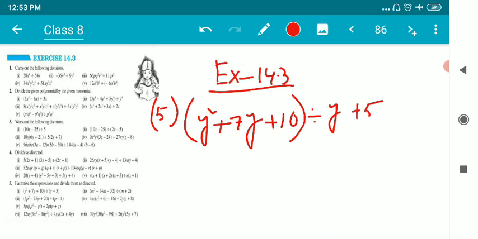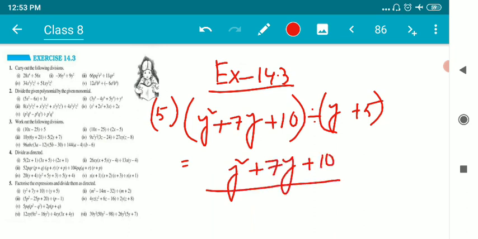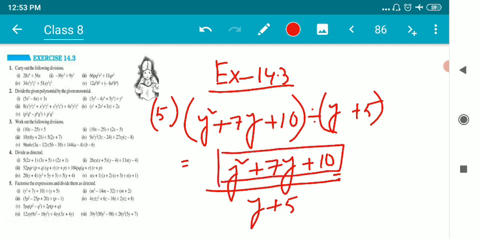Children, don't get confused if I use the term factorize. Factorize itself means division. So my first job is to write them in a proper form: y square plus 7y plus 10 divided by y plus 5. In a normal way I'm writing this. Now my first job is to factorize the numerator.